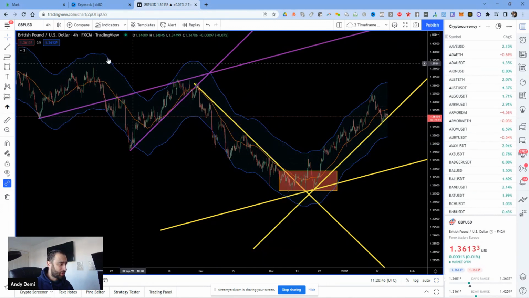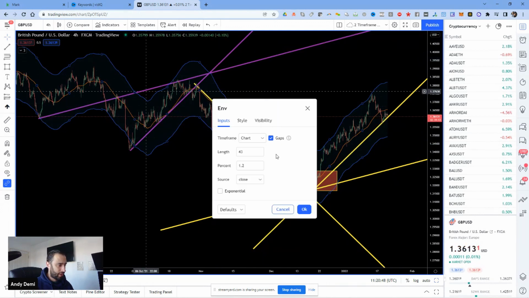So firstly, let me just share with you the settings that I've got here. On the envelope, we have a 43 length and a 1.2% deviation.